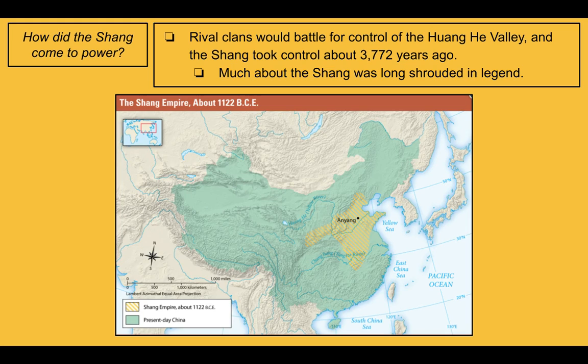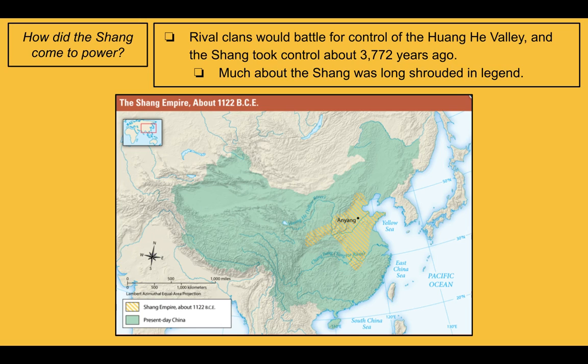The answer is rival clans would battle for control of the Huanghe Valley, and the Shang took control about 3,772 years ago. So almost 4,000 years ago. But much of the Shang was long shrouded in legend until something occurred where artifacts were discovered, which shed some light on how they lived back then.